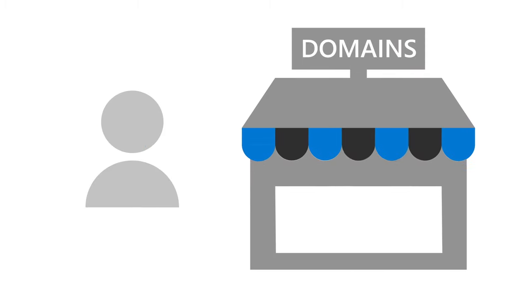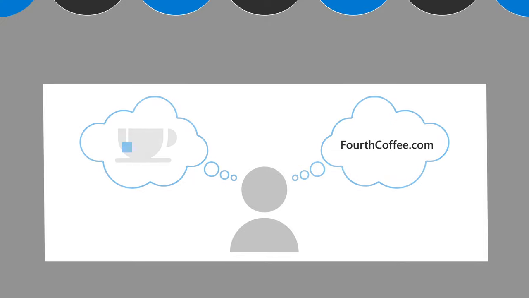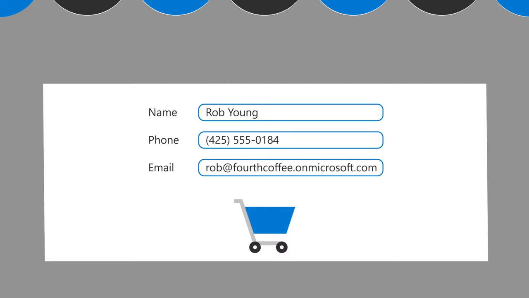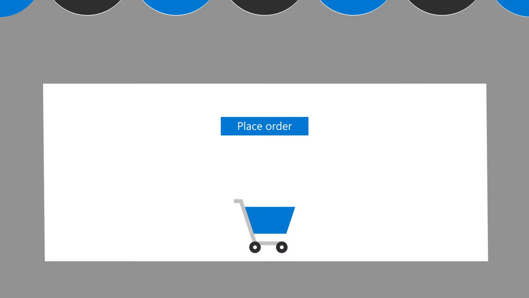To get started, buy a new domain name for your email address. Think of a unique and simple domain that represents your business. Once you find one that's available, you can purchase it. Provide your contact information for the new domain name. Choose your payment method, then place your order.